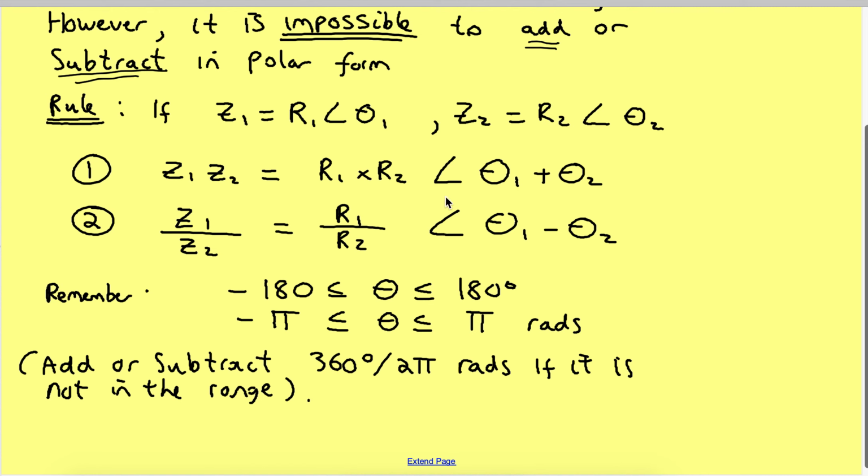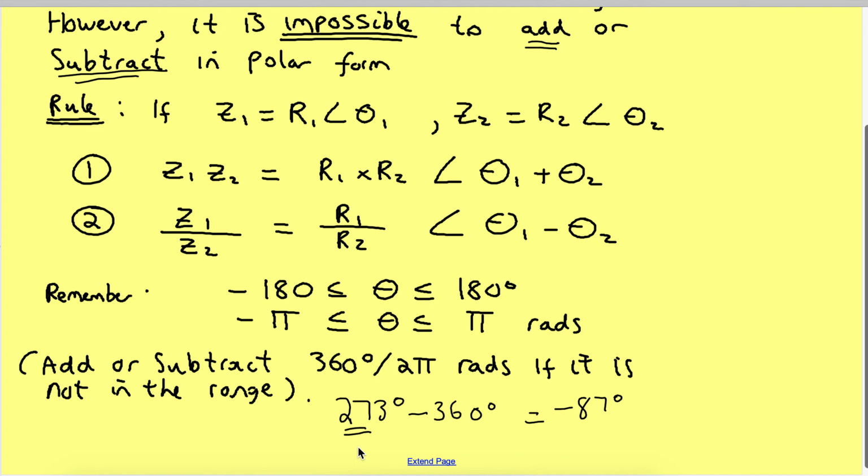Okay, so this is the key thing here. As I said, if you got something like 273 degrees, that wouldn't be suitable because it's not between negative 180 and 180. So the thing to do is to take away 360 degrees. So we'd get negative 87 degrees. So the angle we would use is negative 87 degrees if that was the angle that we're left with after multiplying our complex numbers in polar form.